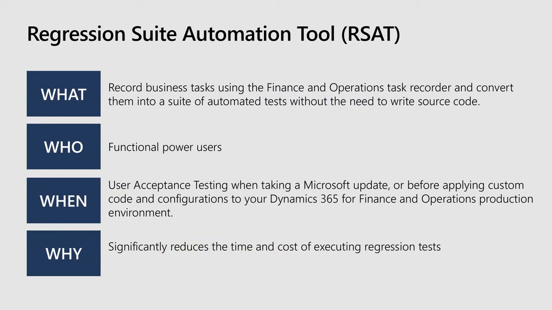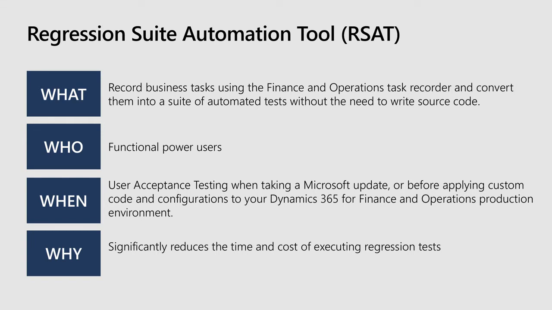So the Regression Suite Automation Tool, or RSAT. The RSAT records business tasks using the Finance and Operations Task Recorder, and it converts them into a suite of tests that you can run in an automated way. And again, you don't need to write source code, so these are typically done by functional power users. You don't need a developer.